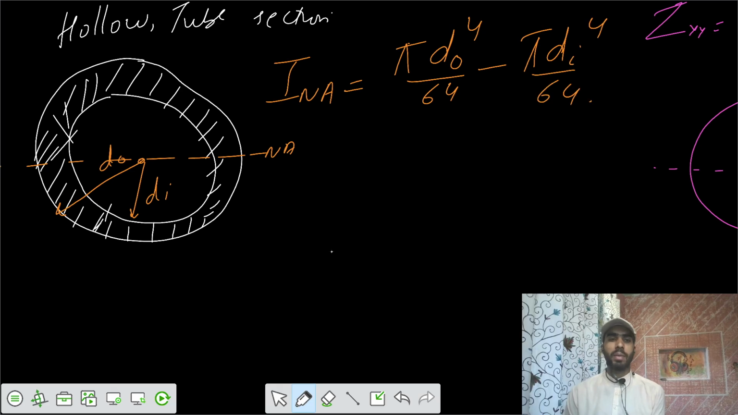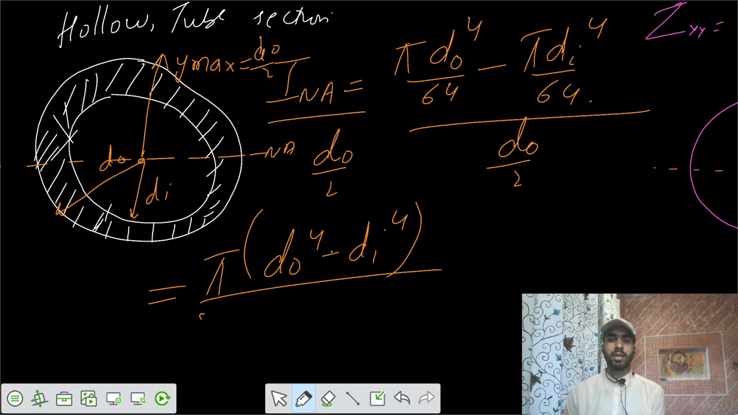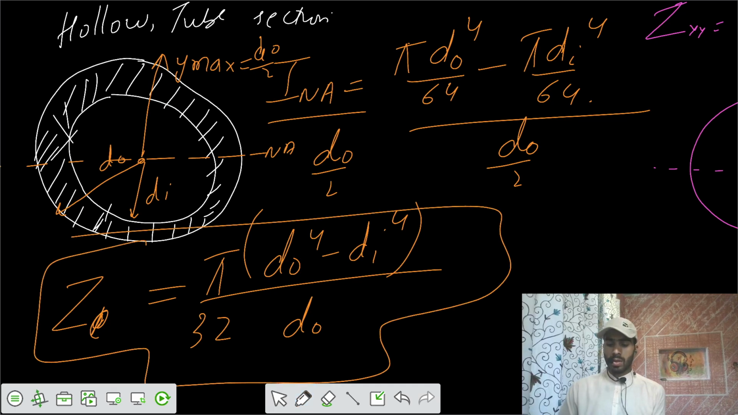And what's the value of y max? What the solid is, that's d outer by 2. So you can say d outer by 2. So you got a value of pi d outer power 4 minus d inner power 4 divided by 32 d outer. So this is your value of Z about centroidal axis, so you can keep it as a Z value. This was about the section modulus.